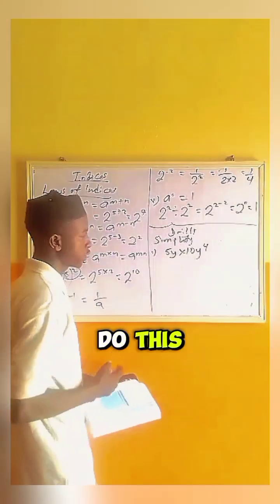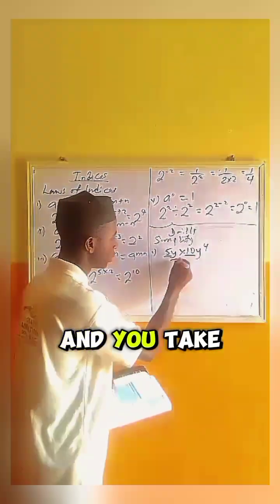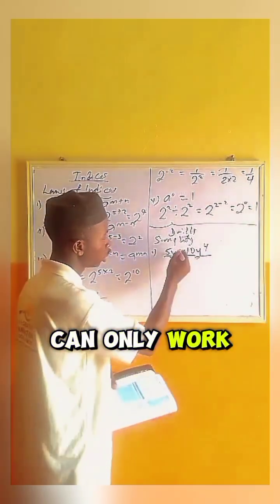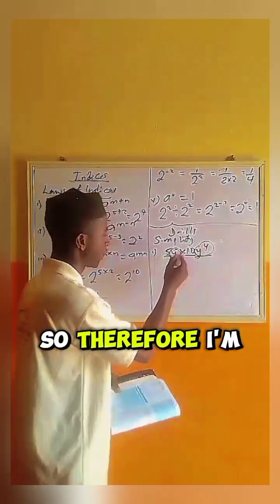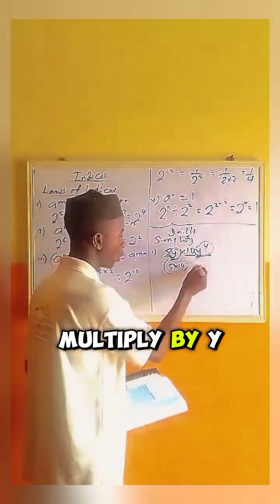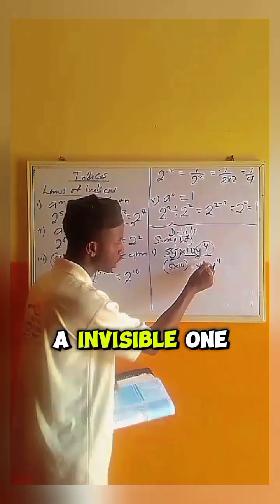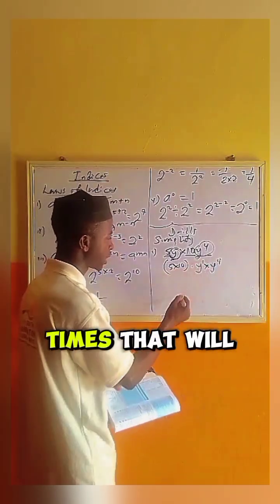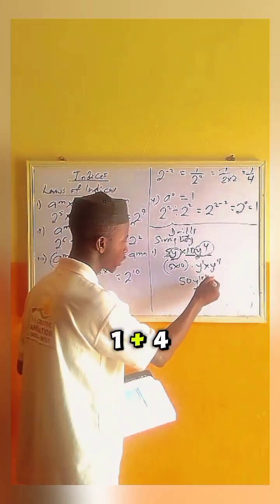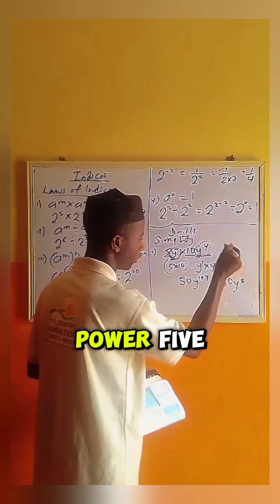So how are you going to do this? You take the number to multiply the number, and you take the letter to multiply the letter, because the index can only work on the power. So therefore, we are going to have 5 times 10 multiplied by y times y raised power 4. And don't forget that there is an invisible 1 here. That will be 5 times 10, which will give you what? 50. Then y raised power what? 1 plus 4, which will give you 50y raised to power 5.